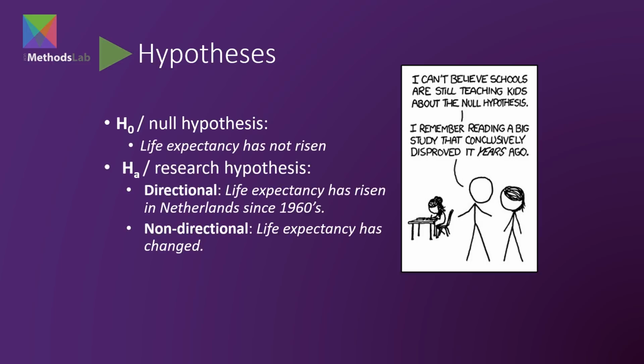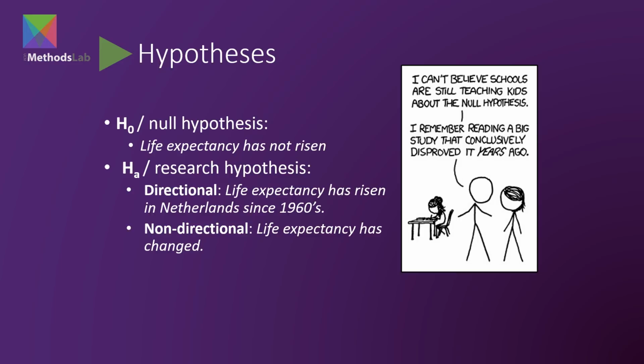So as an example, we'll be talking about life expectancy in the Netherlands, just to have something concrete to talk about. And so the null hypothesis here would be life expectancy has not changed, right? It says has not risen, but more appropriately it would be it hasn't changed. It's the same as it was 50 years ago.